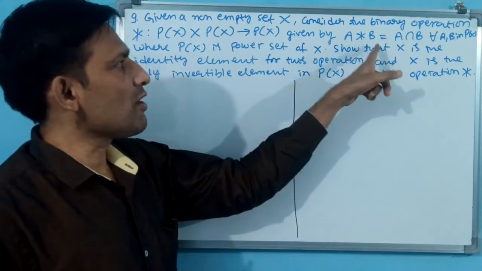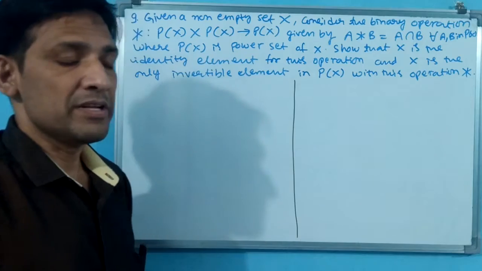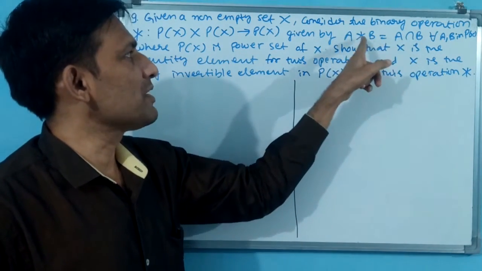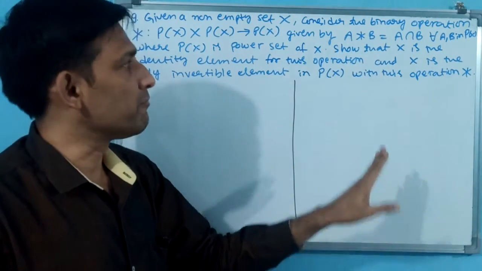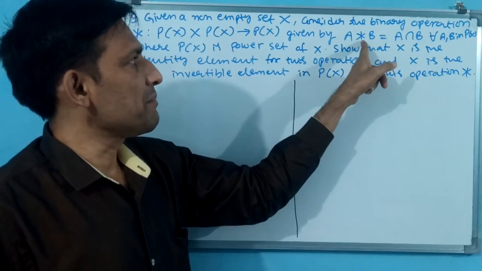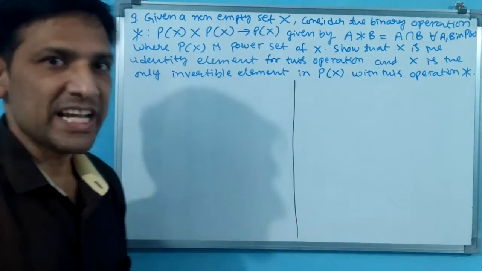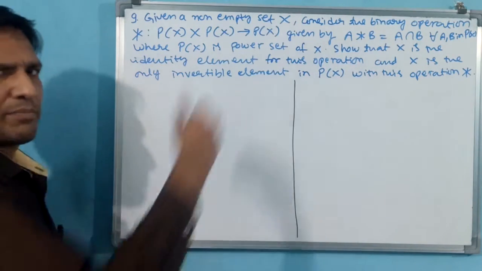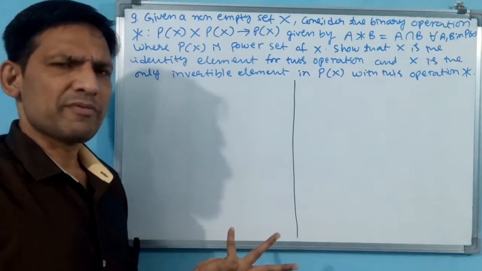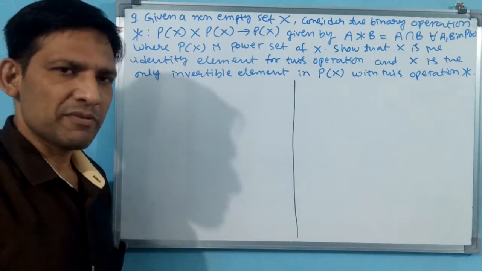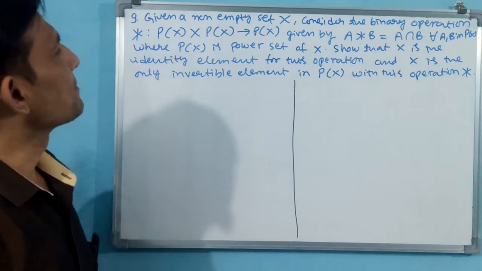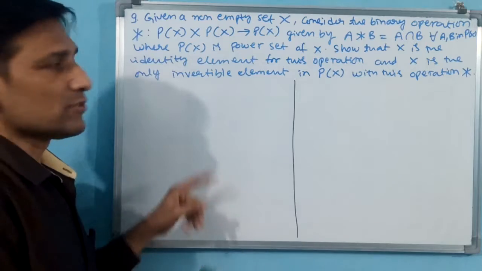Given by A star B is equal to A intersection B. This you have to observe very carefully. What is the operation here? The operation is intersection. A star B means (A, B) normally for a binary function or relation, but in between, star is very important. Star is intersection: A intersection B for all A, B in Px, where Px is the power set of X. Pa means power set of A, Pb means power set of B. All subsets together become the power set.